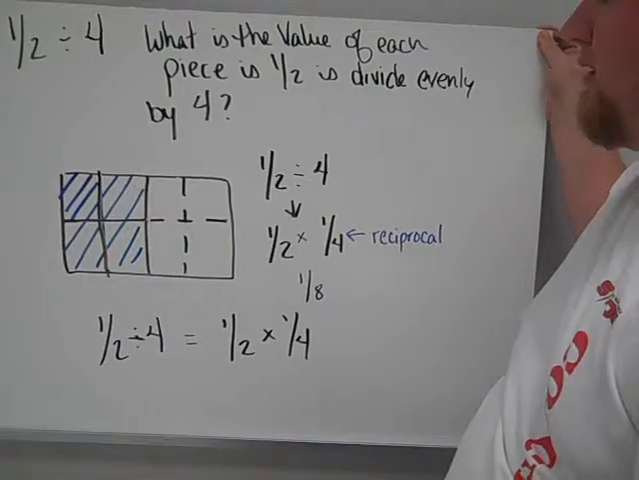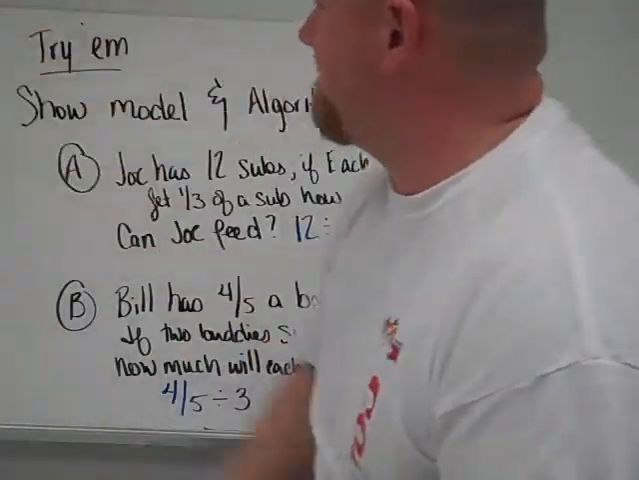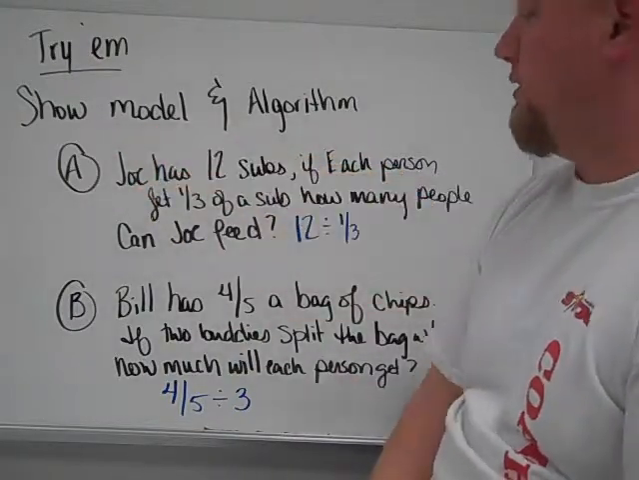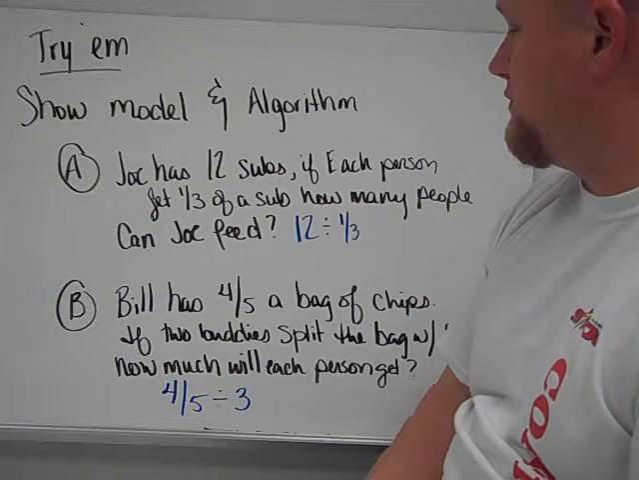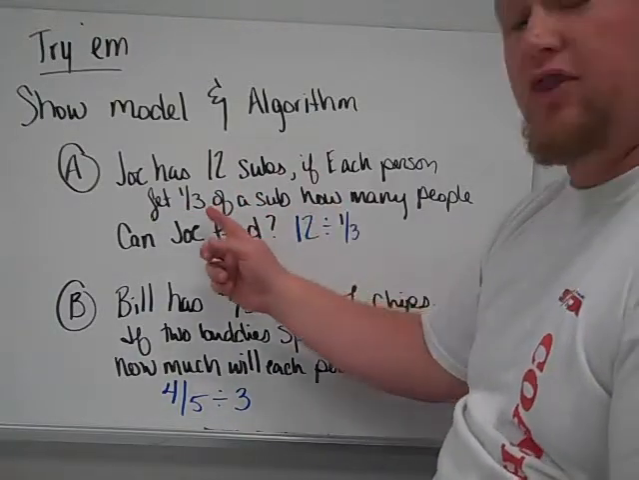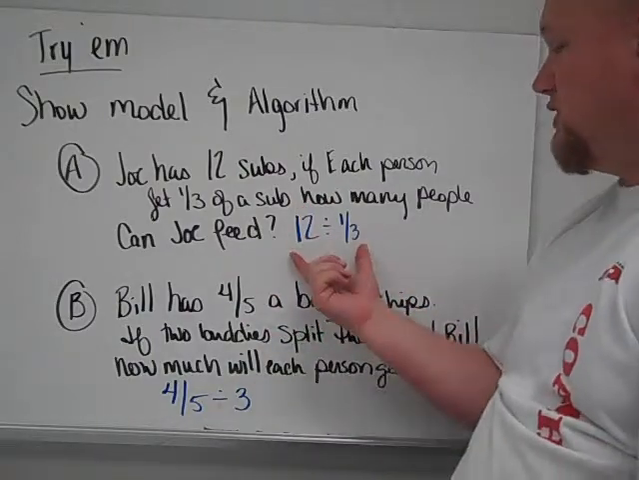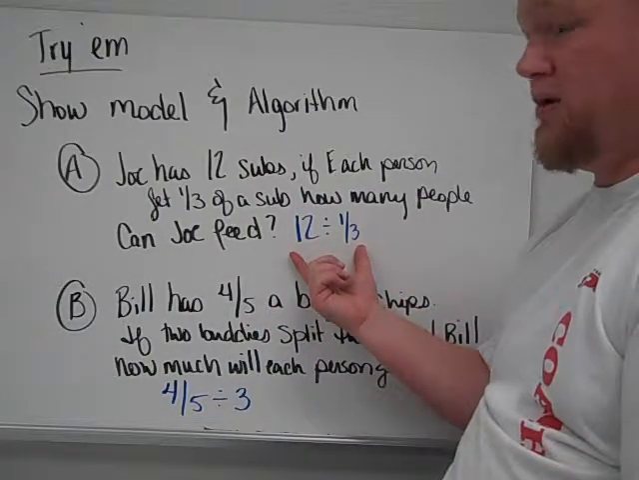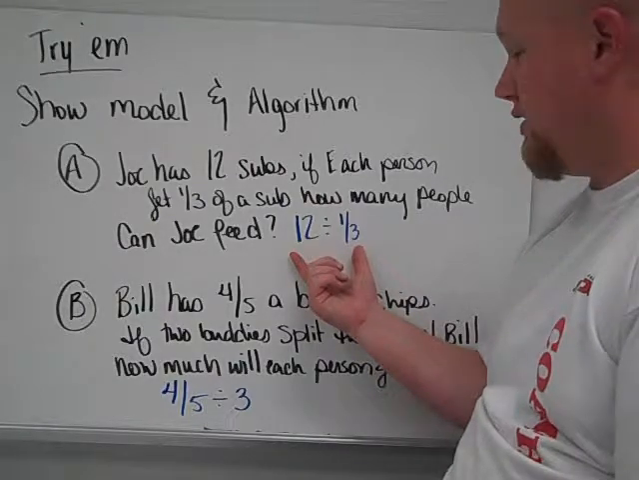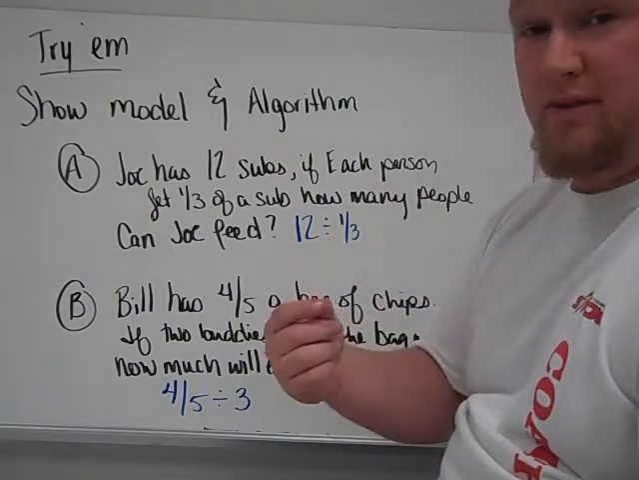I know that was quick. We're going to work on it more this week, but I want you to try it. I want you to show and model the algorithm. Here's your 2 problems. Joe has 12 subs. If each person gets 1/3 of a sub, how many people can Joe feed? The division algorithm actually is 12 divided by 1/3. I want you to model it, and I want you to use the algorithm to solve. Don't forget, the reciprocal, you flip and then multiply.